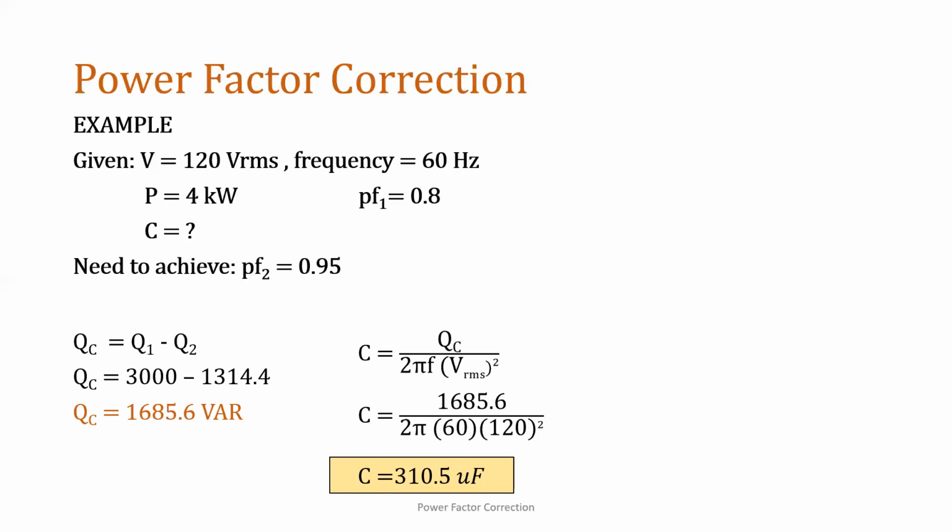In terms of the rating, of course, we need to choose a voltage rating higher than what's given. For example, if we have 120 volts RMS, converting it into peak gives around 170 volts, so choose at least a 200 volt rating to be safe. But in terms of the value of capacitance, here we go, we have 310.5 microfarads.